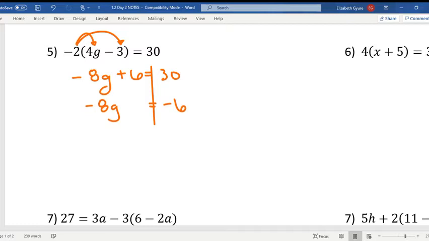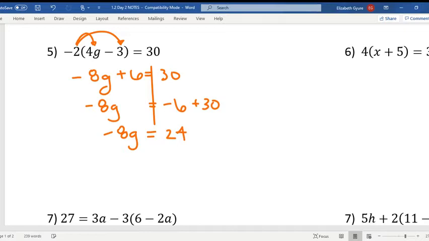Oh, okay. Yeah, I see what you're saying. Yeah, but we're technically keeping it on that right side, right? Yeah, you just want to drop it down next to the 6. Good. Now let's combine our like terms. We still have -8g on the left. Lynn, what's -6 plus 30? It would be 24. Good.